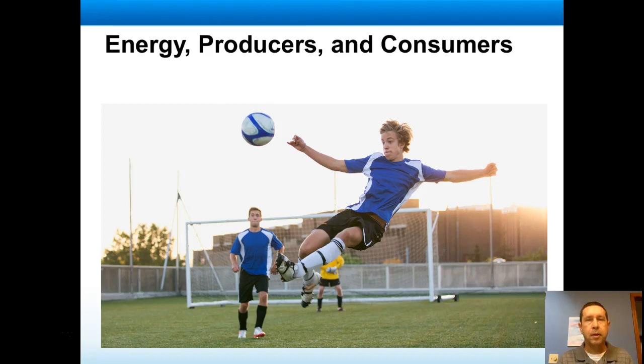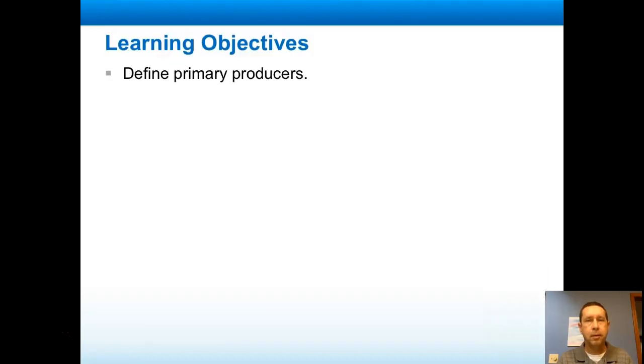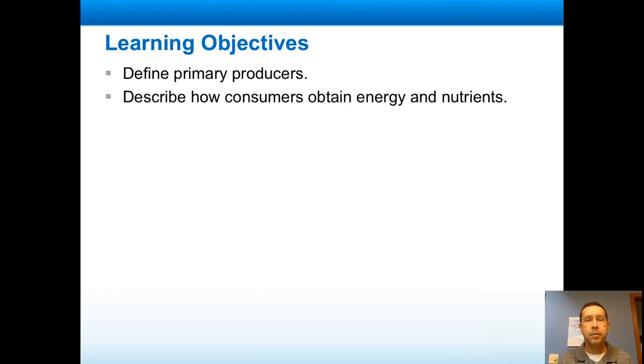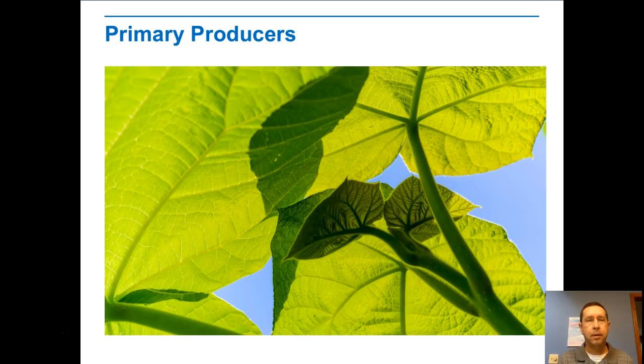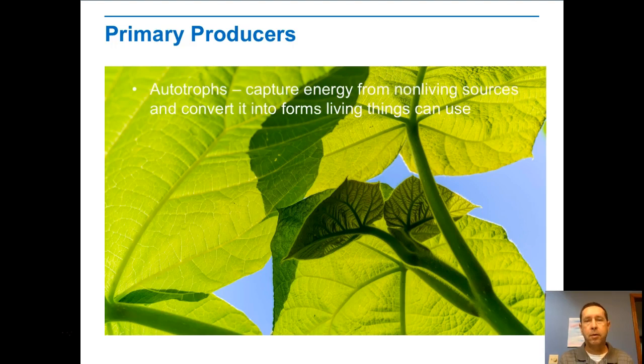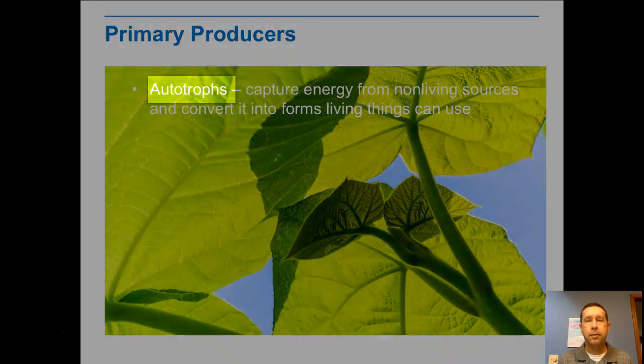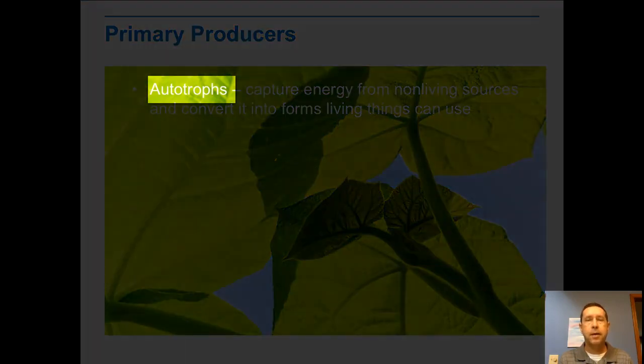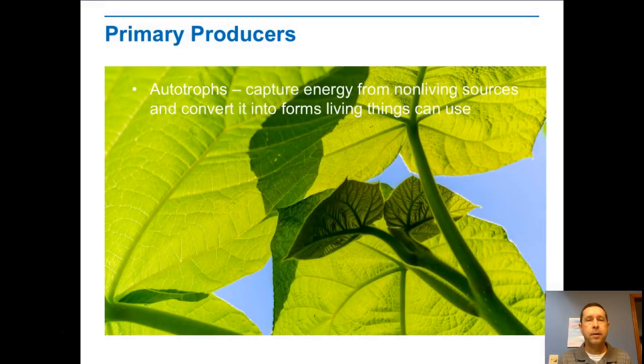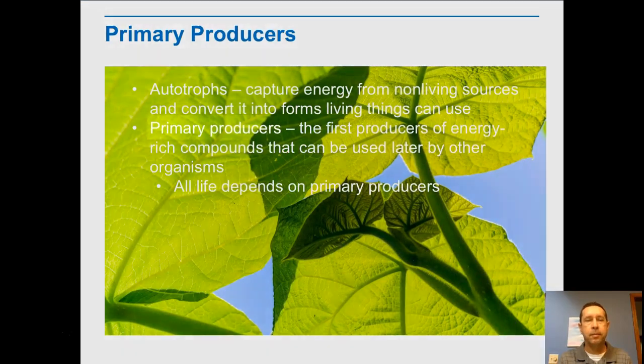In this video, we're going to look at energy producers and consumers. So we're going to define what primary producers are, and describe how consumers obtain energy and nutrients. We use a couple of terms to describe how living things get their energy: autotrophs and heterotrophs. Autotrophs capture energy from nonliving sources and convert it into forms living things can use.